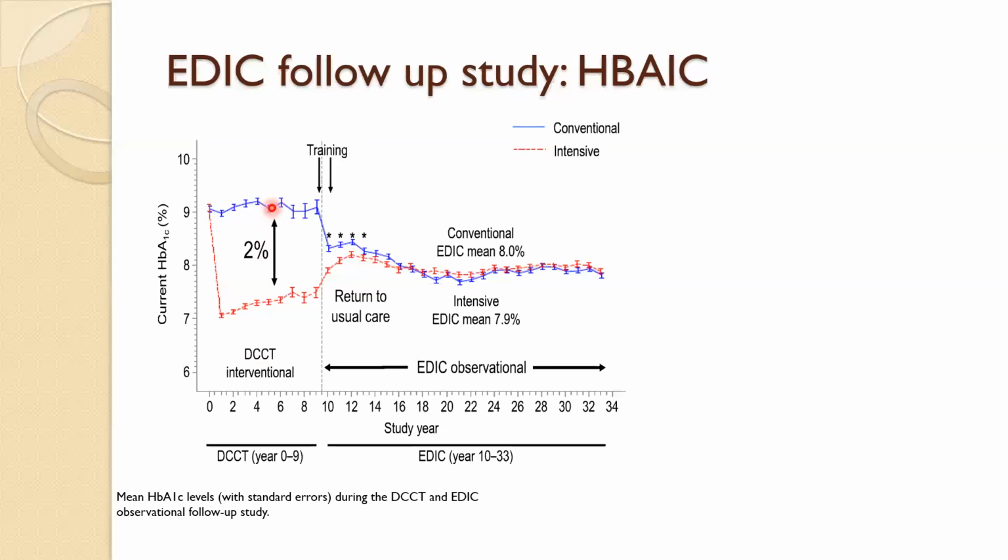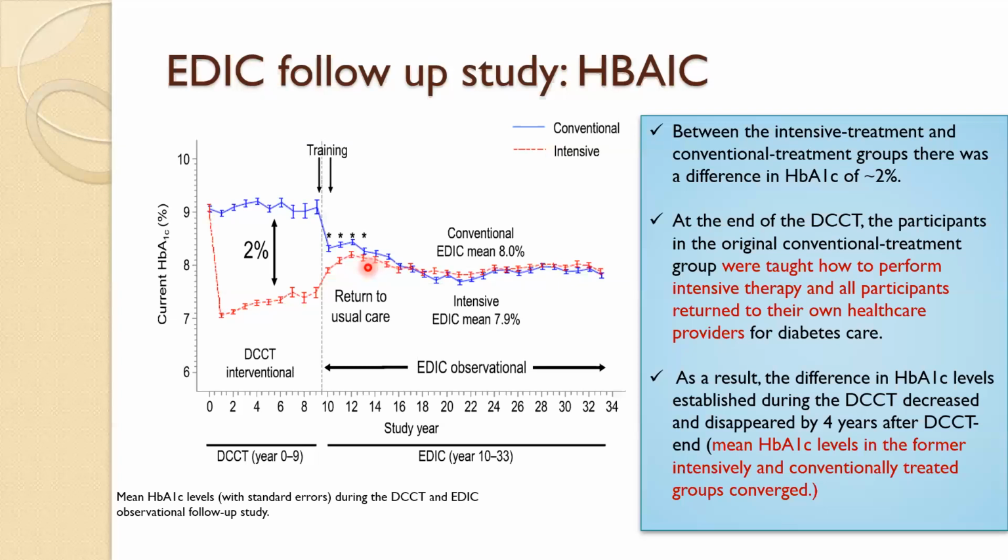During the DCCT controlled trial, the patients on conventional therapy had a higher HbA1c of around 9%, and they had an increased risk of microvascular complications. The ones on intensive therapy had an HbA1c of around 7%, and the microvascular complications were greatly reduced, by 34 to 76%. After the DCCT study, they sent these patients back to their original healthcare providers after teaching them the intensive therapy.